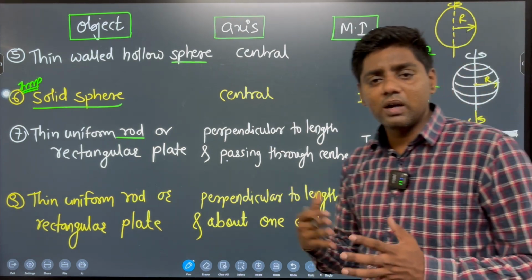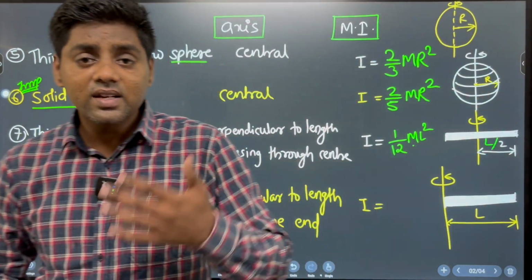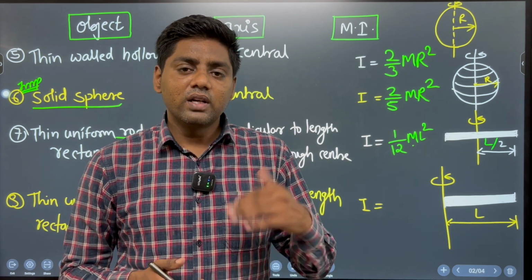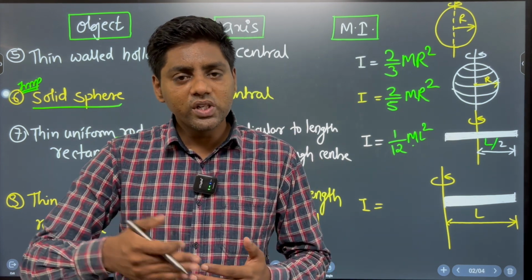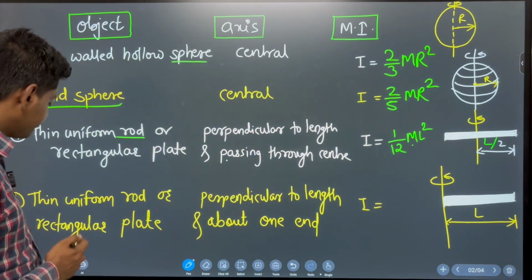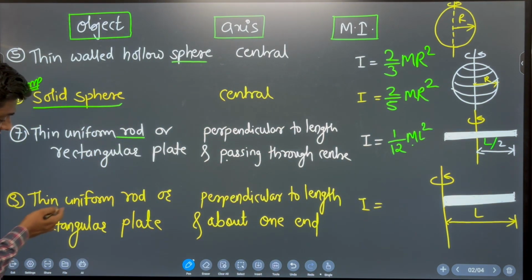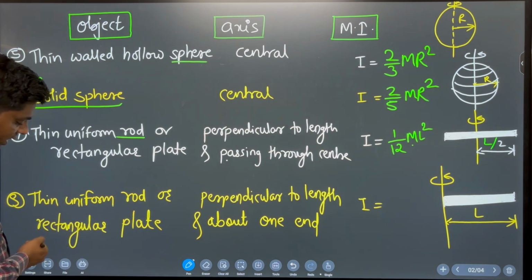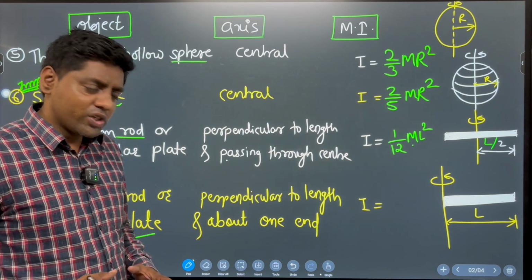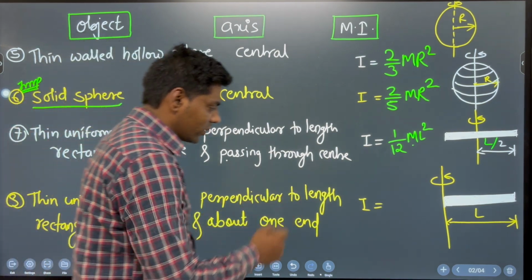सो मोस्ट इम्पोर्टेंट आपको क्या याद रखना है कि एक्सिस कहाँ से पास हो रहा है, मतलब वो सेंटर से पास हो रहा है या फिर अलोंग द डायमीटर है, उसके पोजीशन के अकॉर्डिंगली आपको मोमेंट ऑफ इनर्शिया का फार्मूला याद रखना है. Next shape is similar, that is thin uniform rod and rectangular plate. सो मोस्ट इम्पोर्टेंटली आपको एक्सिस का पोजीशन अच्छे से याद रखना है, परपेंडिकुलर टू द लेंथ.